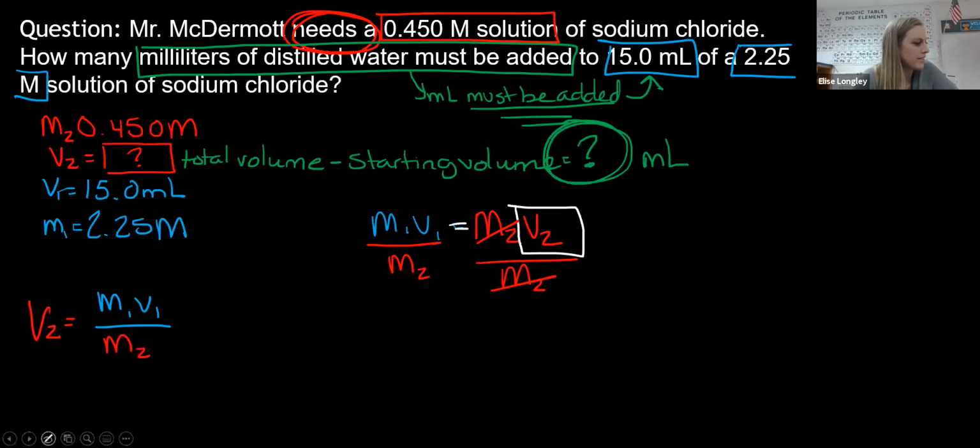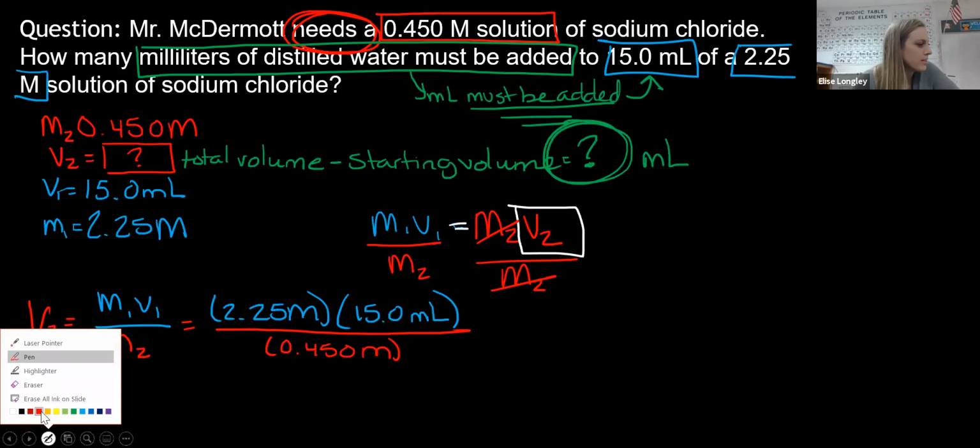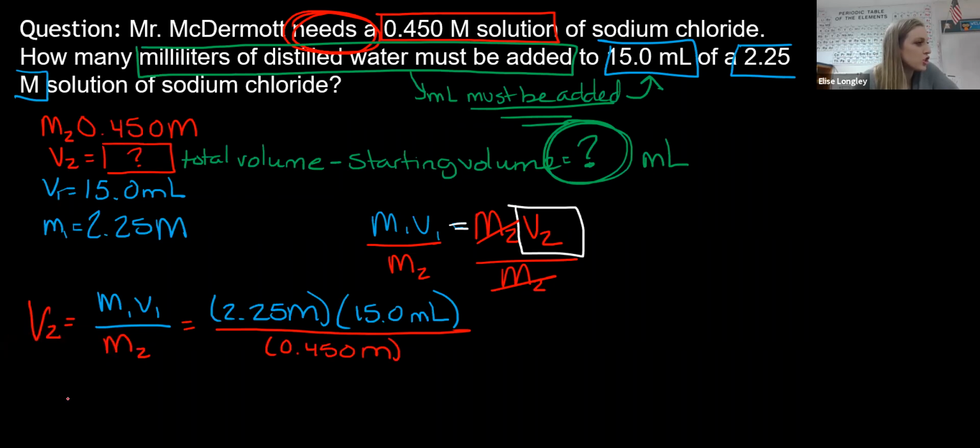So let me plug that in, okay? My M1 and my V1 were written, right? And notice that it's already in milliliters and it's asking for milliliters. So I'm not going to convert it because it's in the unit I'm looking for. So my M1 is 2.25 molar. My V1 is 15.0 milliliters. And then my M2 that I am looking for that Mr. McDermott needs is 0.450 molar, okay?